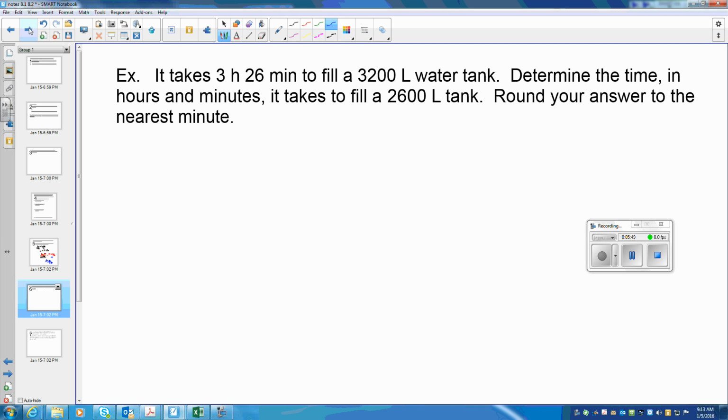So let's look at another thing here. It takes 3 hours and 26 minutes to fill 3,200 liters of a water tank. Determine the time in hours and minutes it takes to fill 2,600 liter tank. Okay? Round your answer to the nearest minute. So when we think about this, you guys, is it going to be more time or less time to fill the second tank? Less, right? Because you're filling a smaller tank. So you're assuming you're putting the tap on at the same rate, and it's going to take you less time. How much time?